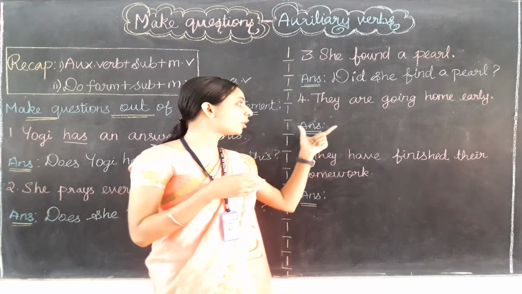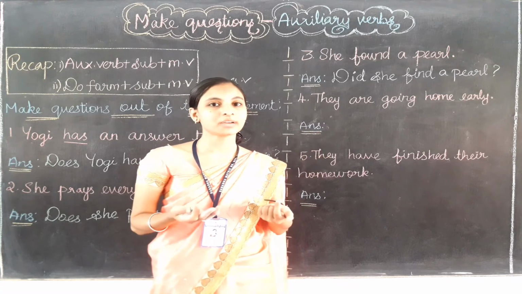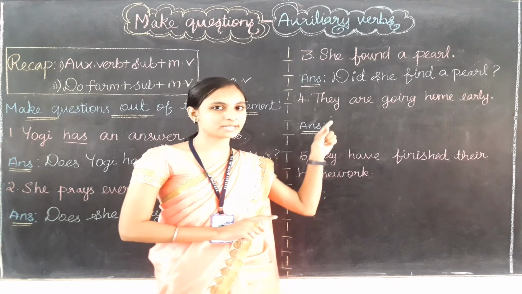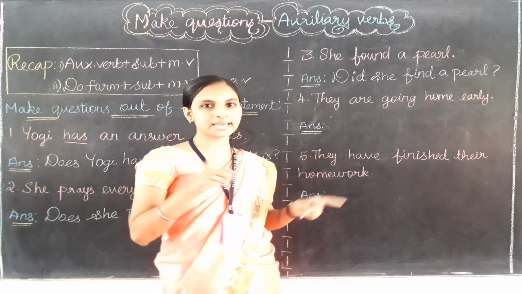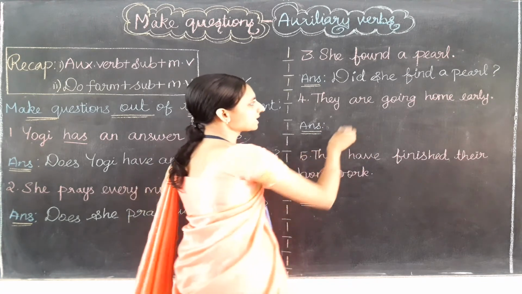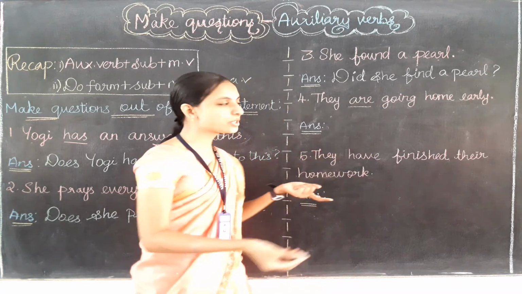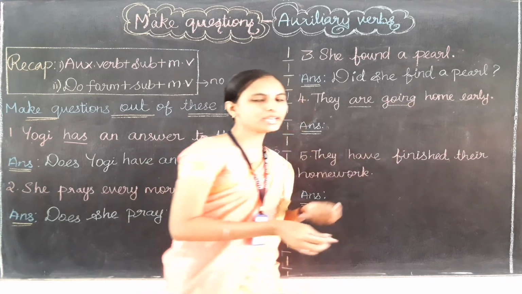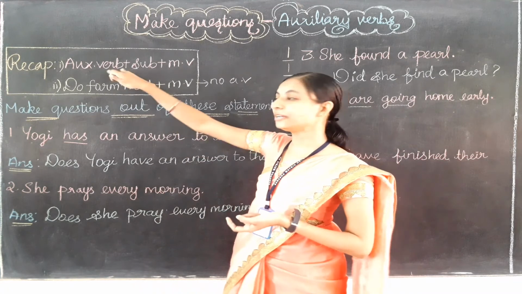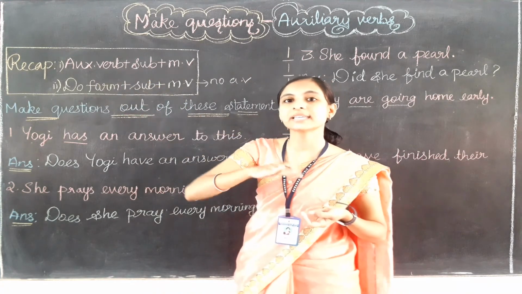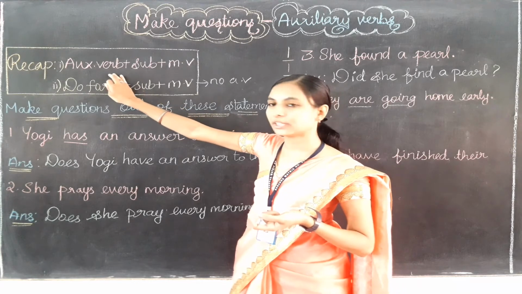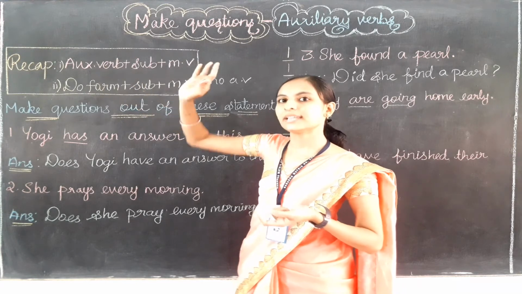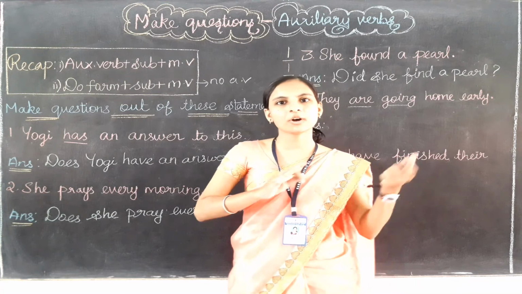So to make the question, what do I need to check first? Yes, whether this statement contains the auxiliary verb or not. So can you find the auxiliary verb? Yes, that is are, and it also comes with the main verb, that is going. So we need to apply the first rule. If a sentence has an auxiliary verb, we need to apply the first rule, that is we need to write the auxiliary verb first, then the subject, then the main verb and all other things.